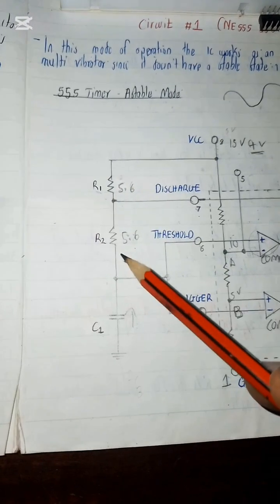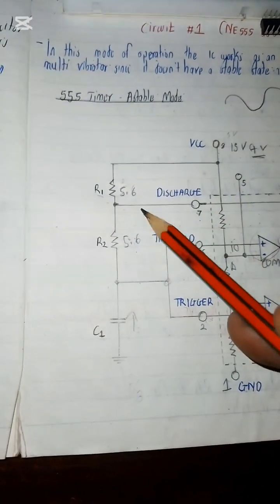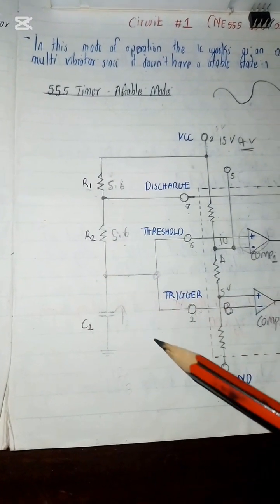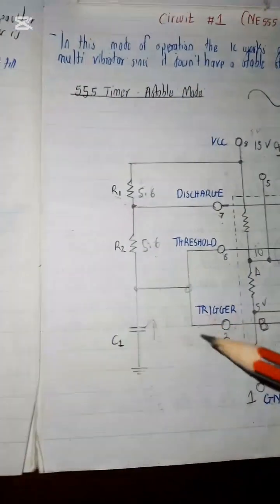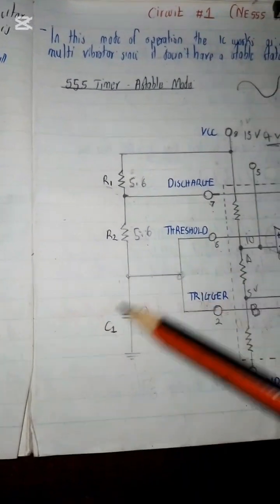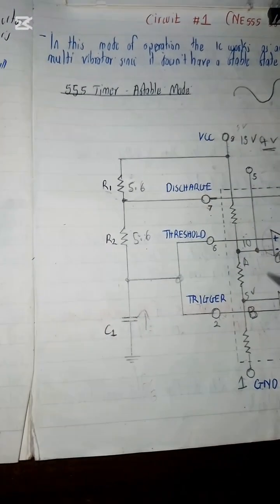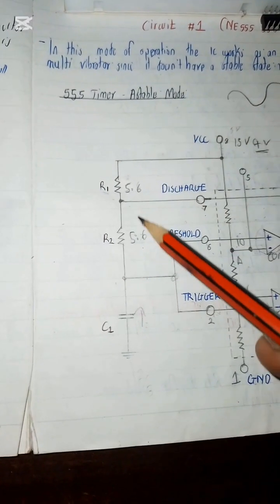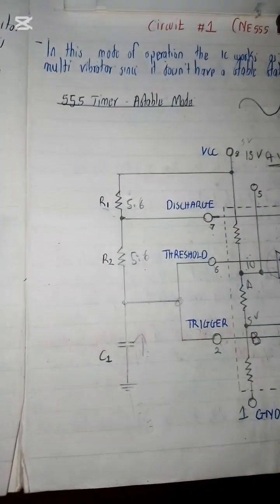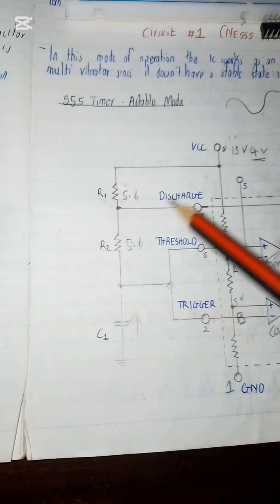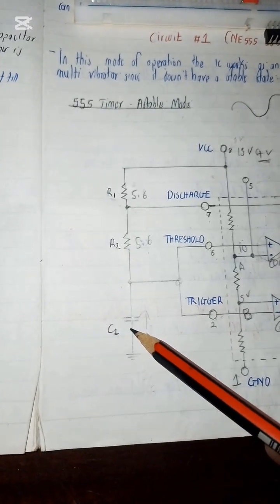You can change these values, but the values of these resistors also determine the speed at which you want your oscillations to be. You can also vary the capacitor if you want. I normally use the capacitor to vary speed. If you like, you can also vary the resistors. It's your choice. So once we have powered it on, the capacitor starts charging.